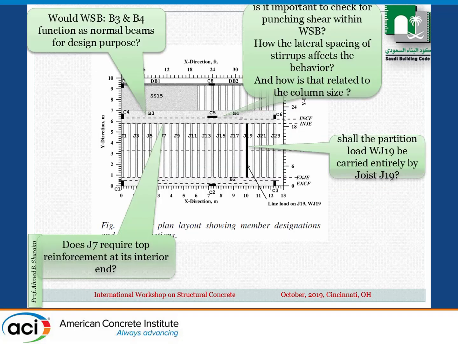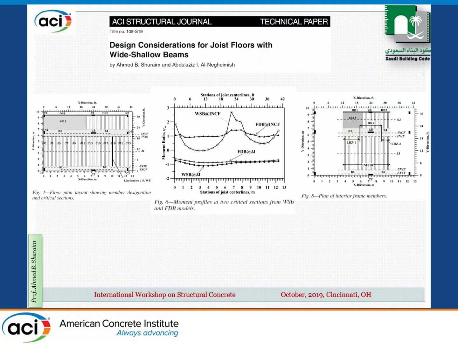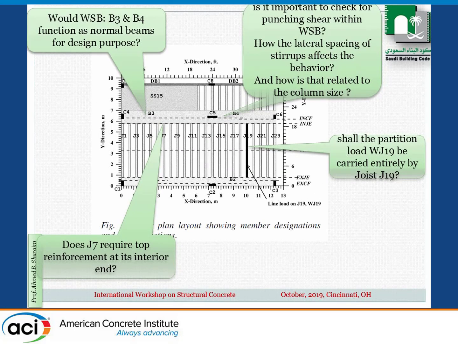Now, one of the challenges really is what I mentioned about the residential codes. I would like to share this concern with you because for us it is still a concern. We have wide beams, which is the typical thing, and we have joists, and sometimes you also have solid slab and joists, so this is an almost typical situation. So the question, for example, here: does J7, this joist here, require top reinforcement at this location?